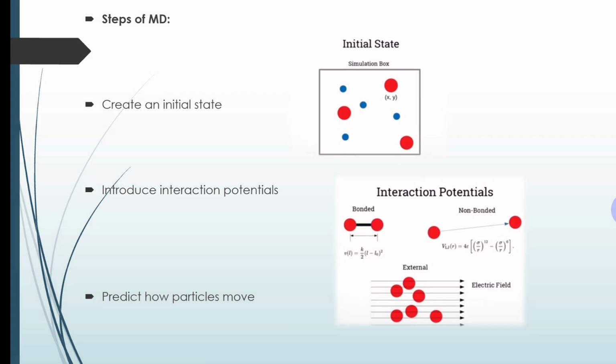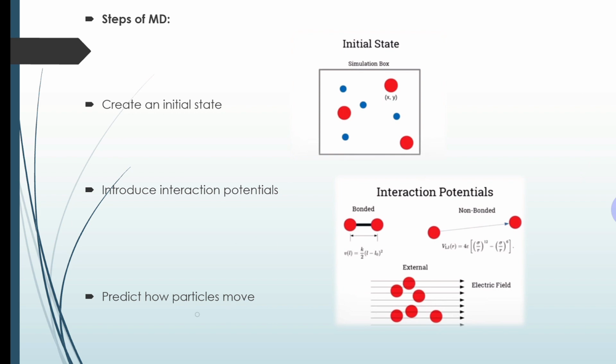The second step is to introduce interaction potentials between particles in the system by using existing so-called force fields, which are mathematical formulas that describe interactions between particles. Moreover, they are developed by academic groups around the world, so that makes them well tested. Here you can see a few examples of such force fields. There are three types of interaction potentials: bonded, non-bonded, and external field.